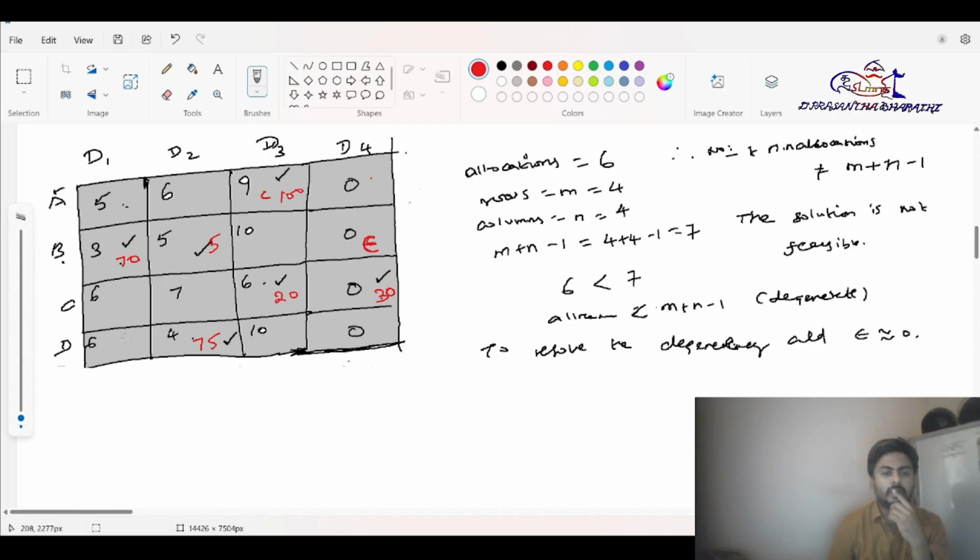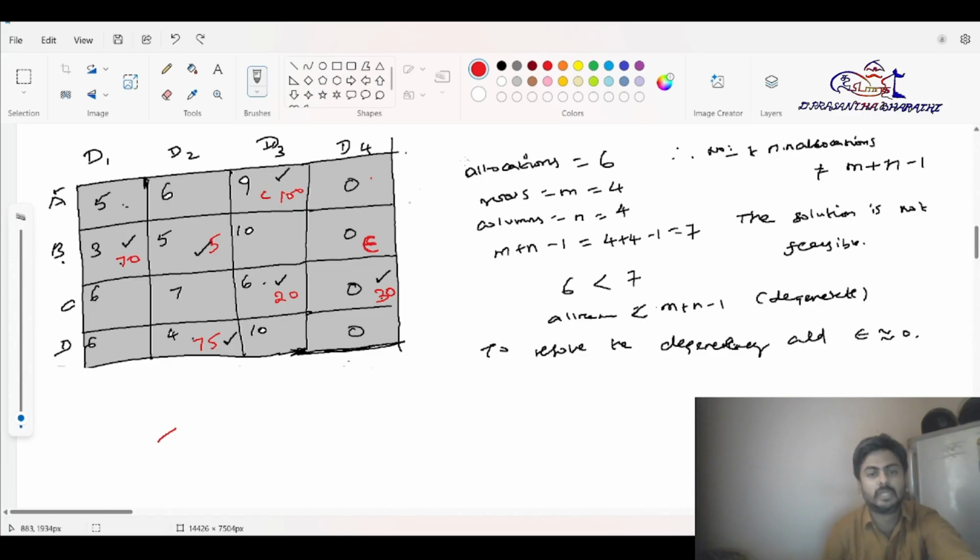If you put an epsilon here, what will happen? A closed loop will occur. If you put epsilon here, since there is already an allocation, see, there is an allocation. Suppose I am having 0 here, if I put epsilon here, a closed loop will occur, which will create a problem in further solving of the transportation problem. So I have to put this epsilon in order to avoid the closed loops.